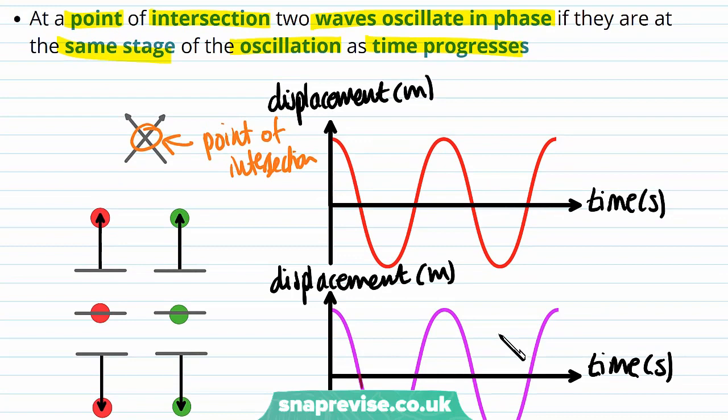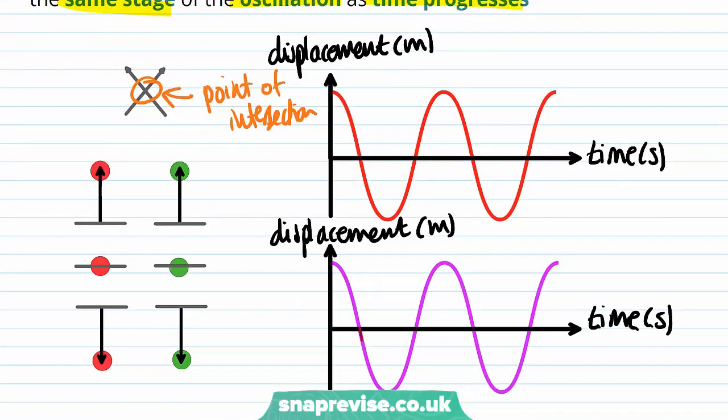So we're saying at a point of intersection of 2 waves, they will be oscillating in phase if they are at the same stage of the oscillation. To consider this for 2 waves, we need to look at their positions at certain times. For example, let's consider a time t1 here. We can see these 2 points on the waves at a time t1 are both at a maximum positive displacement. So at t1, they're both at the same point in their oscillation.